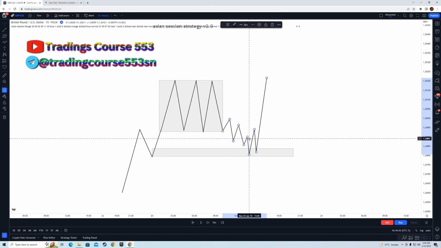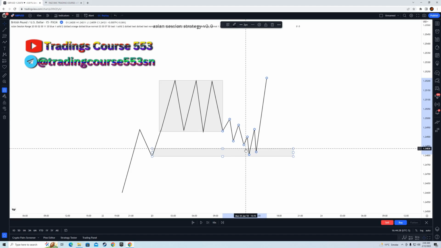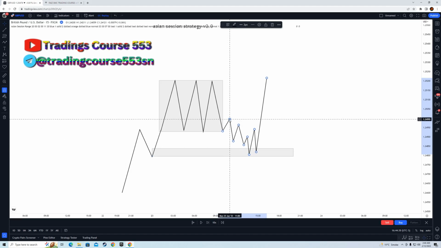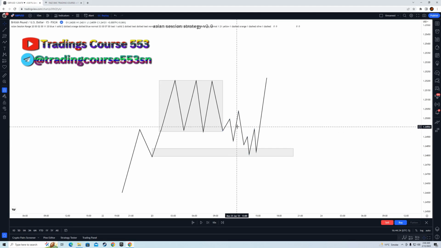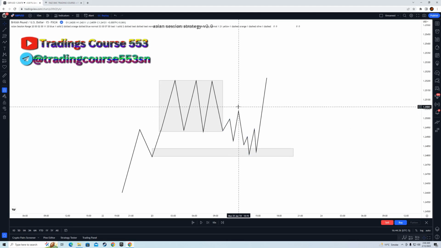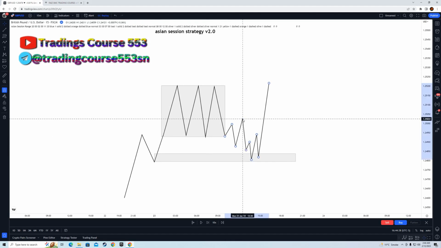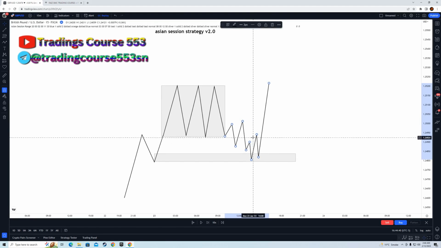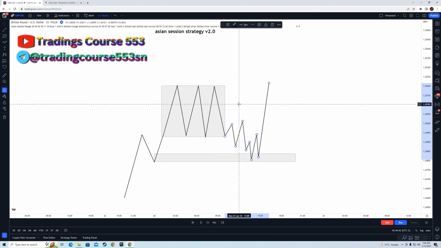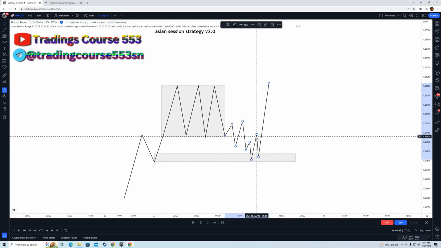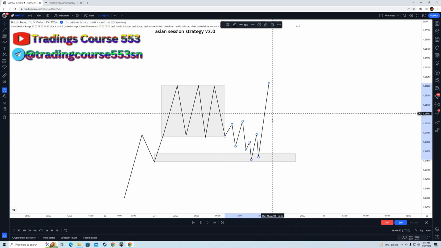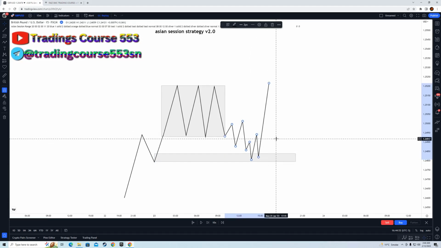Okay. And unlike the Asian session version 1.0, price can come into your POI during the London session as well. In the old strategy, we had to look for shift in market structure during the lunch hour. But this version 2 can work in the starting hours of the London session, okay? Price comes into your POI, you get market structure shift with displacement, entry, and boom. So I'm going to give you guys a couple of examples.